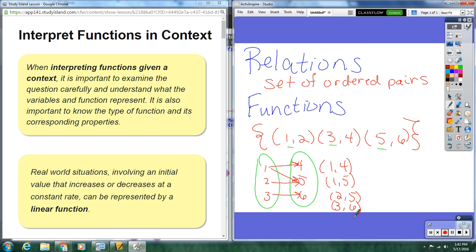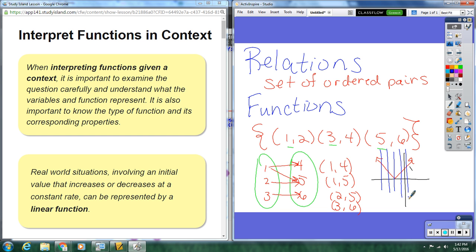And then we did one other thing where you were given a graph. Is that a function? What was the one thing we had to do for that? The vertical line test. Does it pass the vertical line test? If I draw vertical lines down through here, does it ever touch the red graph more than once? No, so it is a function.